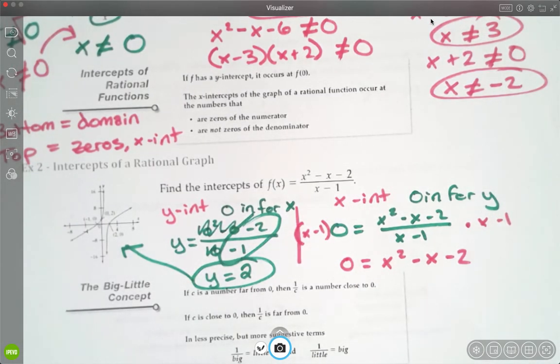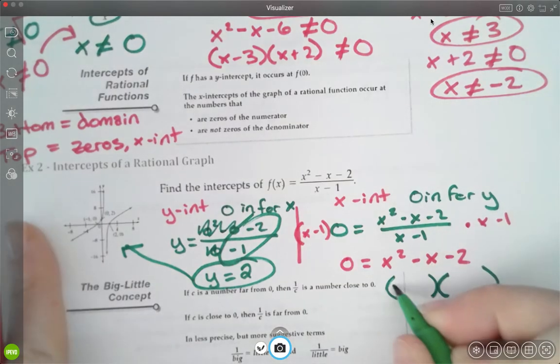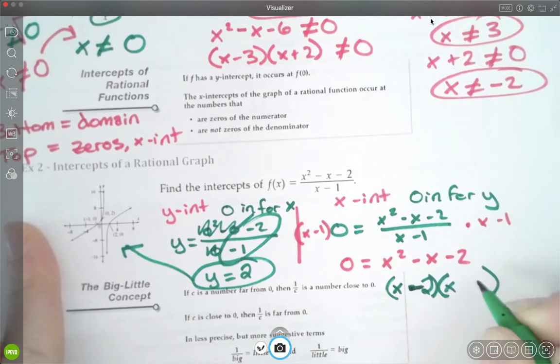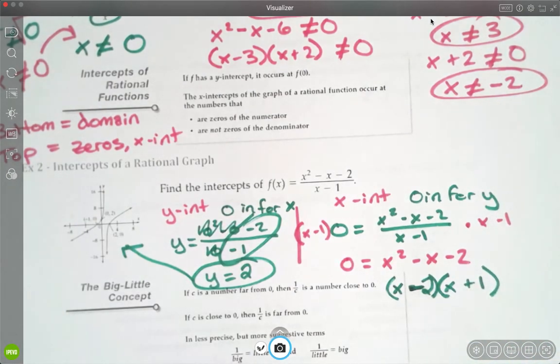Now we're looking at this, and we're trying to break it down, to find our factors. Multiply to get -2, add to get -1. That's -2 and positive 1. So x squared minus x minus 2 factors as x minus 2 times x plus 1. Okay, -2 times 1 gives me -2, -2 plus 1 gives me -1.